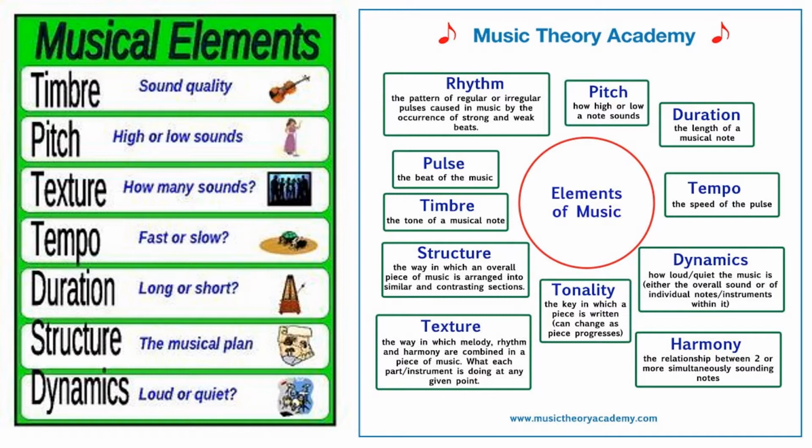Next is dynamics. It refers to the loudness and quietness of the sound. Simply, dynamics refers to the volume of the sound. Number 4 is tempo. It refers to the speed or pace of the underlying beat, whether it is fast, moderate, or slow.